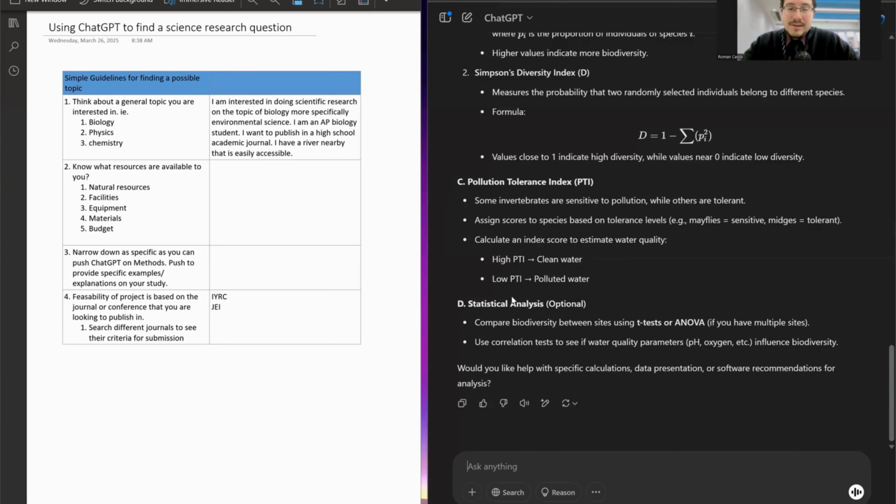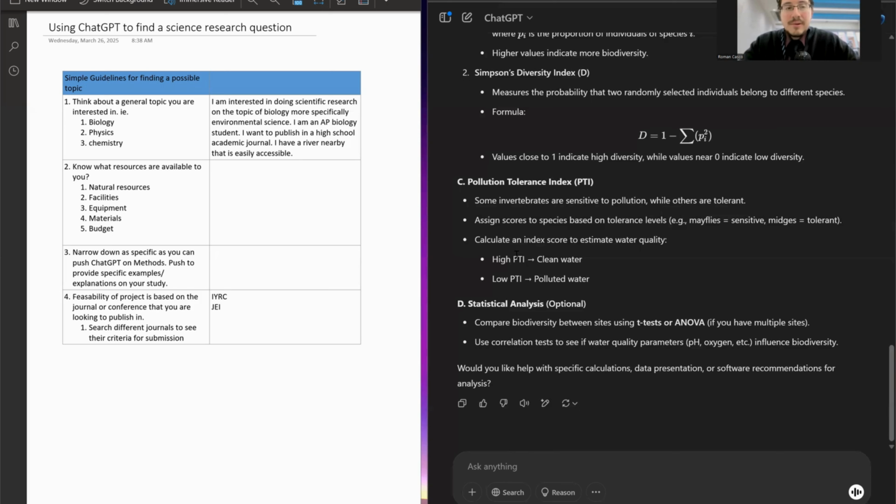And you can process all these numbers with basic statistical methods. Compare biodiversity between sites using t-tests or ANOVA. If you're an AP Bio student, you probably are familiar with these general statistical methods. If you're an undergrad, definitely you should be. But again, YouTube has a lot of resources on very simple ways to understand this, and you just process the data, right? So this is already a potential topic that you can do just by using GPT.